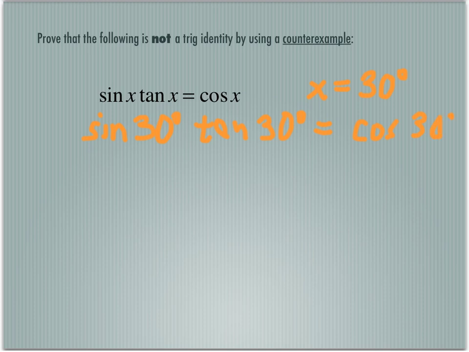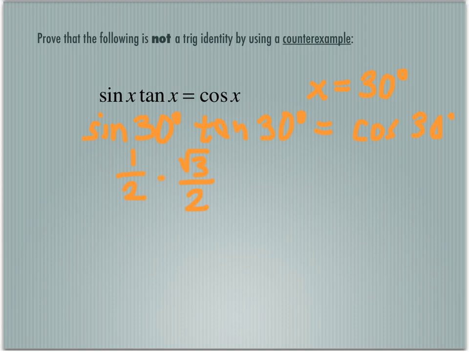So looking on your circle chart here, we know that the sine of 30 is 1/2. We know that the tangent of 30, tangent is sine over cosine, and so you've written this down on your circle chart along the edge there. And so the tangent of 30 is going to be the square root of 3 over 3.